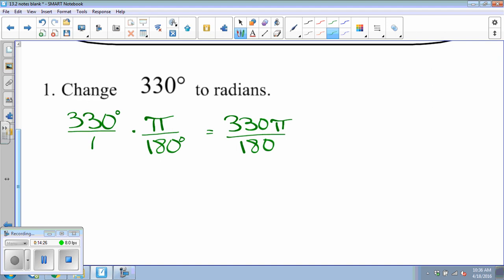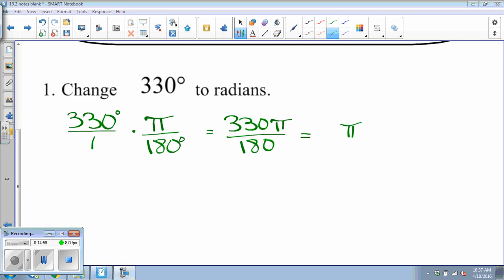Then all you have to do is take your calculator and do 330 divided by 180. That's going to give you a decimal. Change it back to a fraction, and that'll give you the reduced fraction, because all you have to do from here is reduce that fraction. So if you don't want to reduce it by hand, use the calculator to reduce it, because your answer, for it to be an exact answer, has to be in terms of pi. You see what I'm saying?